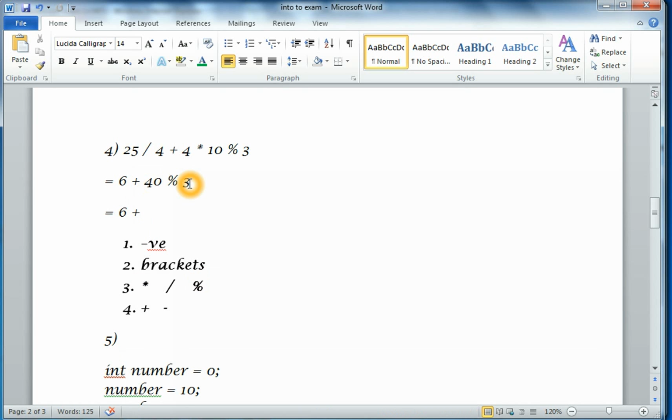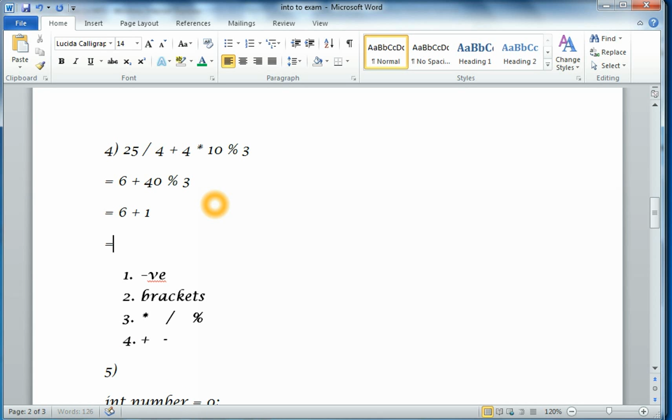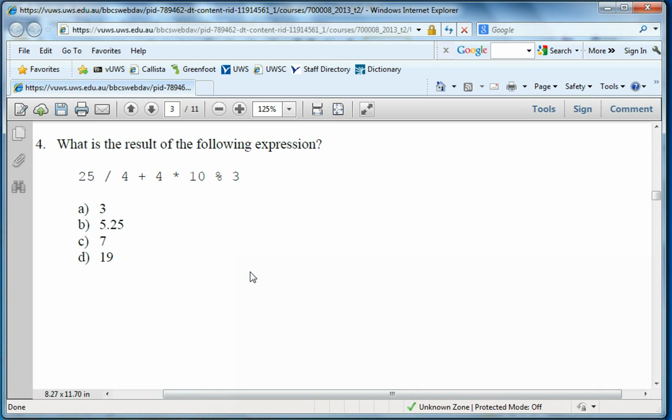So 40 modulus 3. How many times does 3 go into 40? 13 times. That makes it 3 times 13 is equal to 39. And the remainder is 1. So here we are looking at the remainder. We first see how many times it goes in and what's the leftover. That's 1. And so the answer is 7. Okay, so we go back to the question paper. So the answer here is 7.